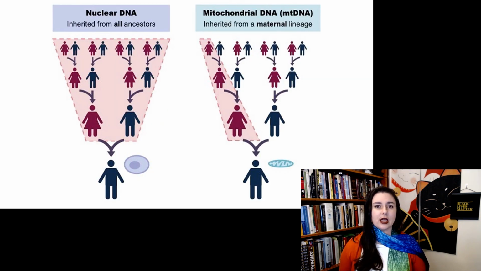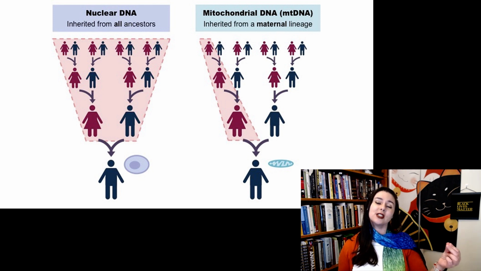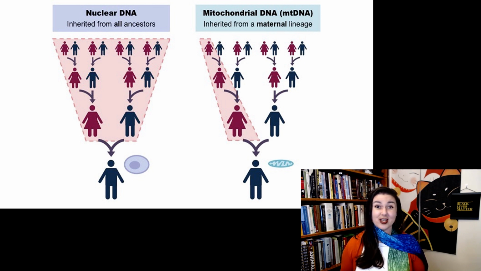So nuclear DNA, of course, you get from all of your ancestors because you get half from your dad, half from your mom, they combine, boom, it's you. But again, you only get mitochondrial DNA from your mother. So that is the maternal lineage. And that means we can compare these two different lineages and look at how they are different. And that can give us some insights into some really cool things.